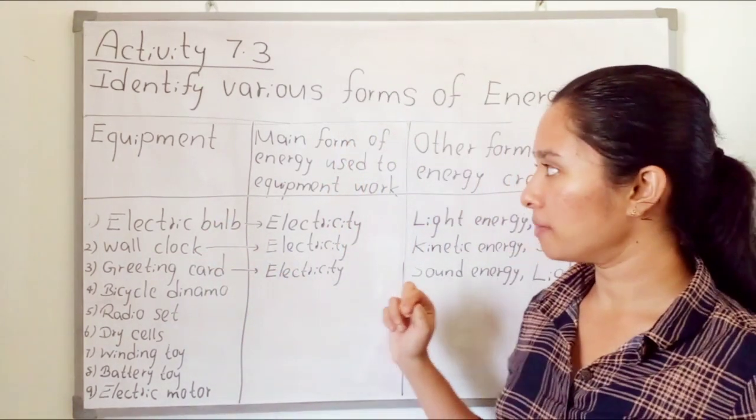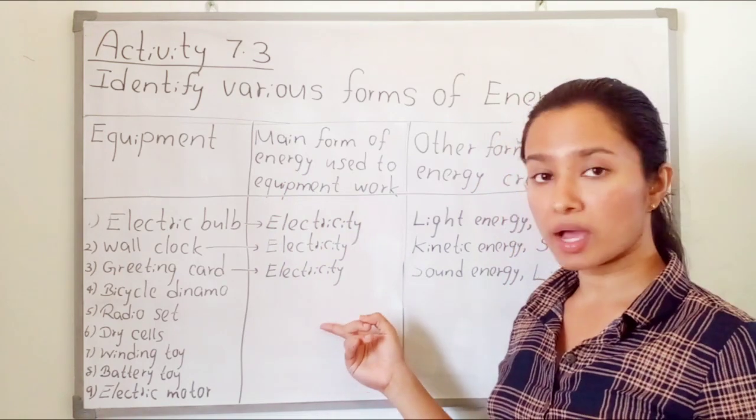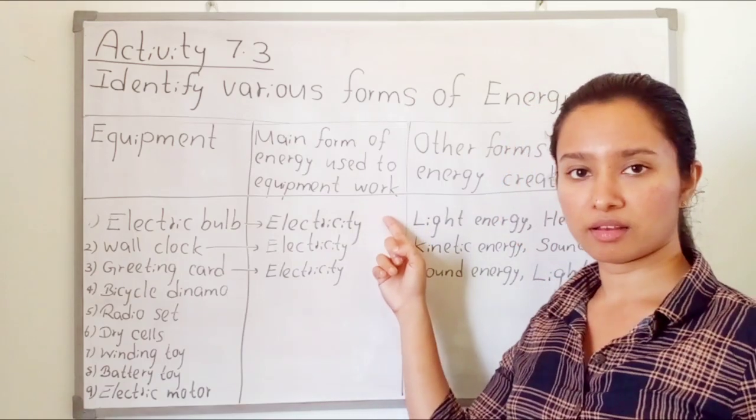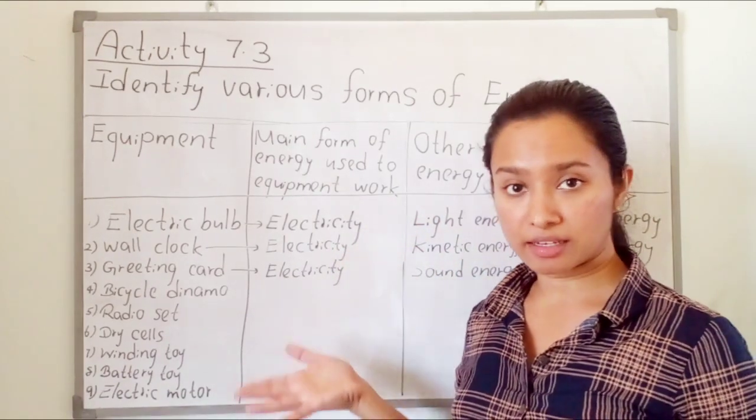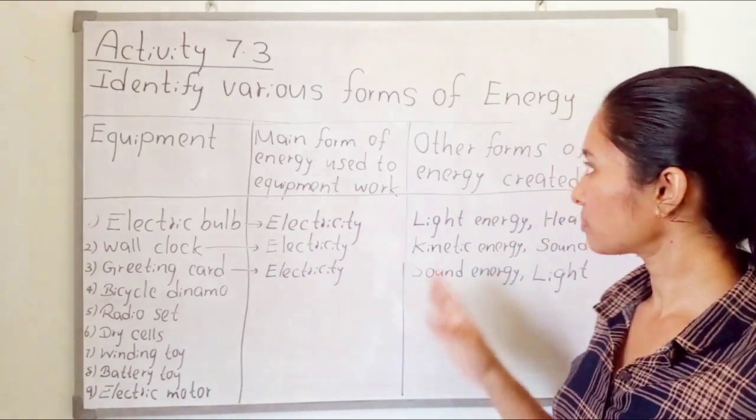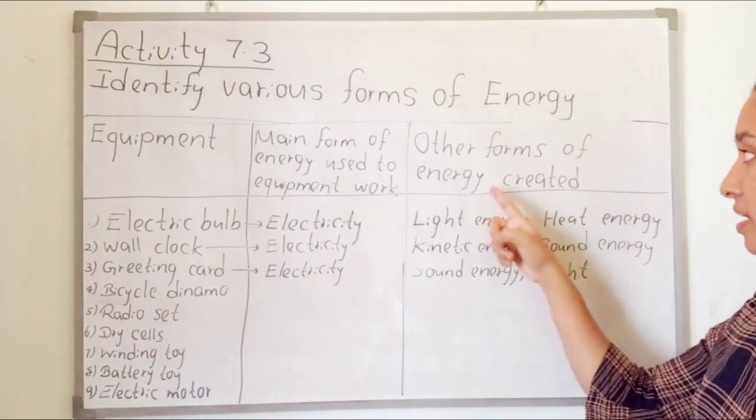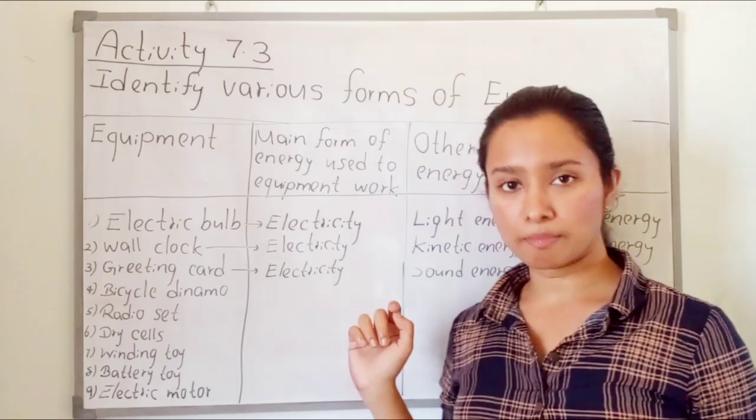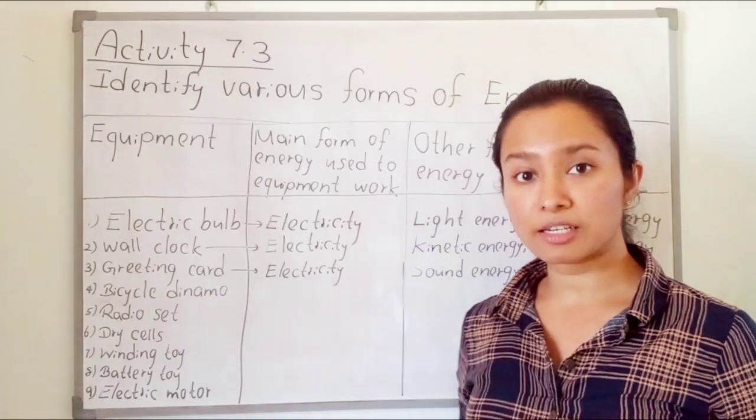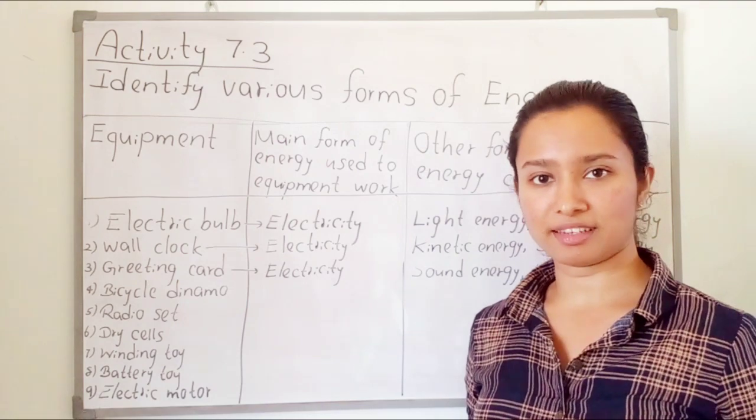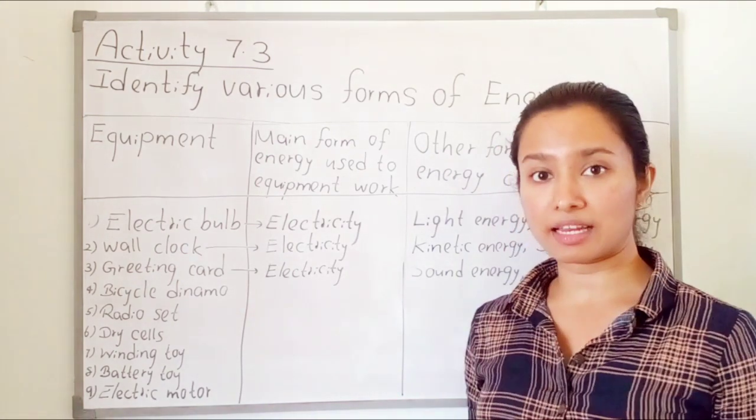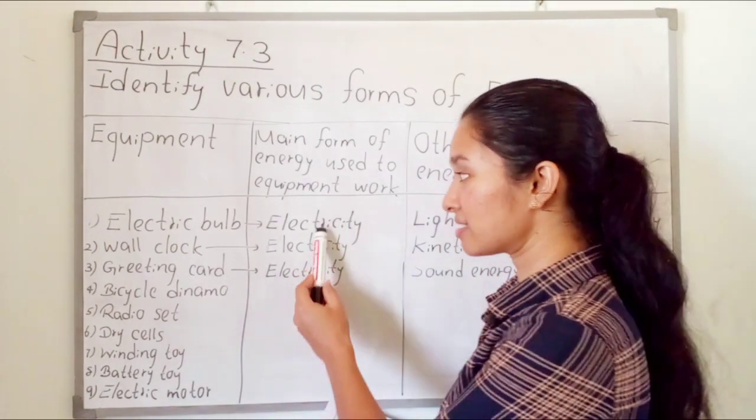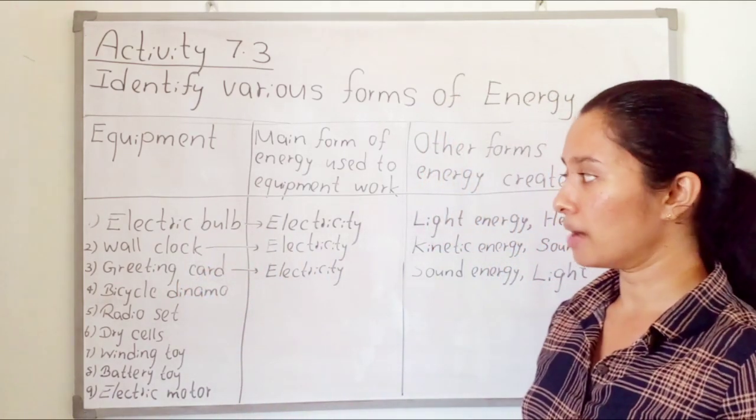First one is the electric bulb. In the second column you have to write the main form of energy used to make the equipment work. In the third column, other forms of energy created. In the first example, the electric bulb, we need electricity to make it work. In our electricity lesson, we have discussed forms of electricity.